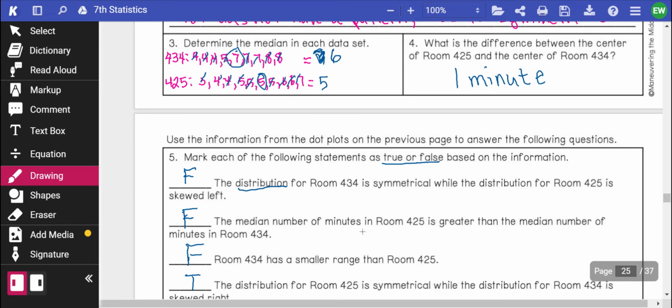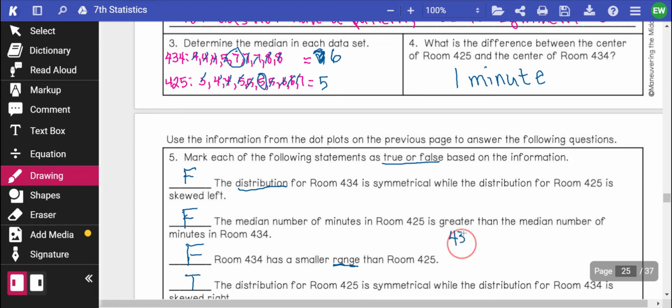The median number of minutes in room 425 is greater than 434. Well, we already determined 425 is 5 and 434 is 6. So that is false. Room 434 has a smaller range. Now, we didn't look at the range yet, but that's the difference between the lowest and the highest number.